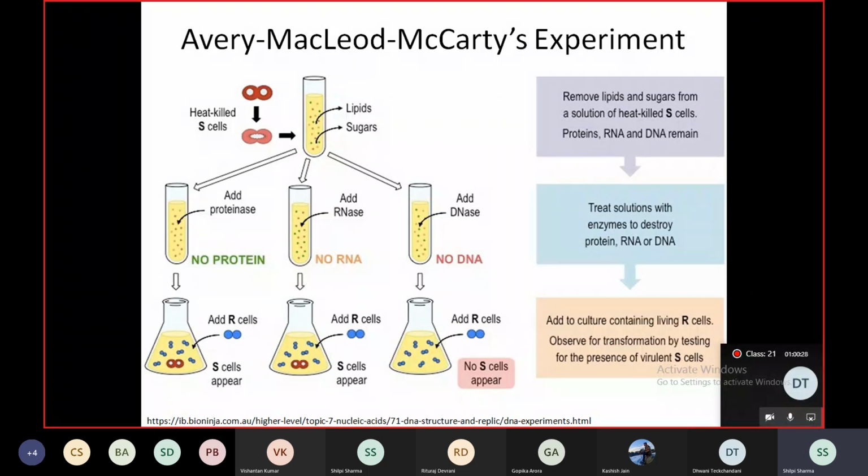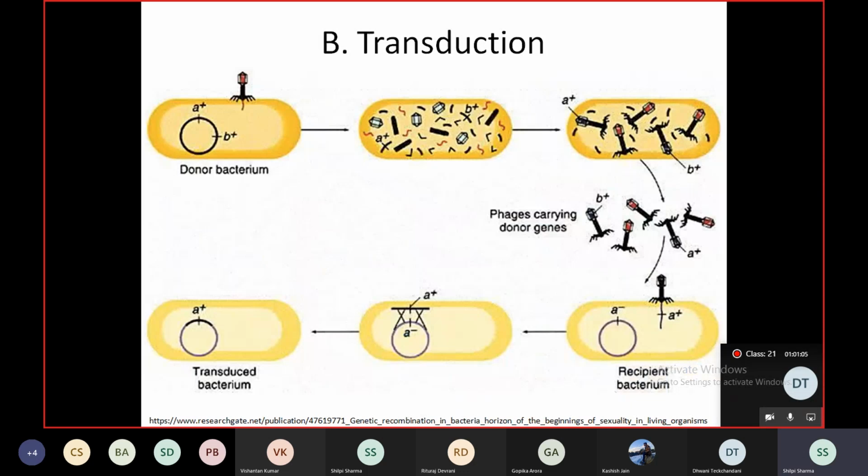And they then introduced the living R strain cells to the culture to see which cultures would develop the transformed S strain, and only in the culture treated with DNase, no S cells appeared, which made it clear that the genetic component that was being transferred was DNA. The transforming principle was DNA. So these classic experiments had a revolutionary impact on microbiology as well as genetics, especially bacterial genetics. Now, finally, coming to the last topic for the day.